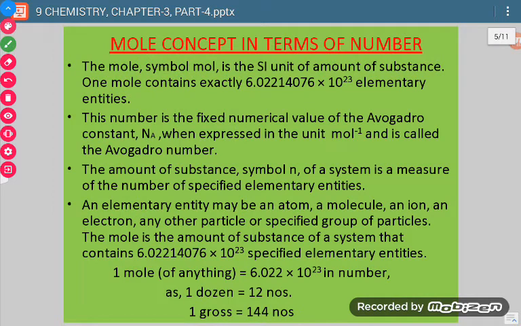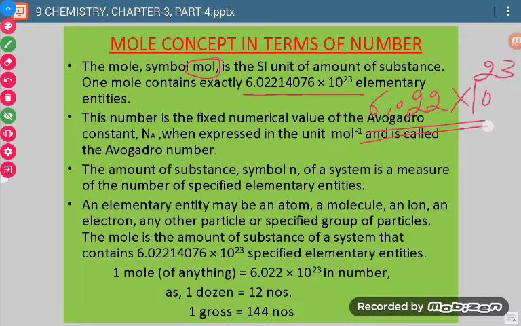Okay, now how was mole described? Mole was described first of all in terms of number. The symbol of mole is mol. We just have to delete the E if we want to write the symbol. It is the SI unit of amount of substance. 1 mole contains 6.022, okay, this is the value, but we have to remember only this value, 6.022 into 10 raised to the power 23.